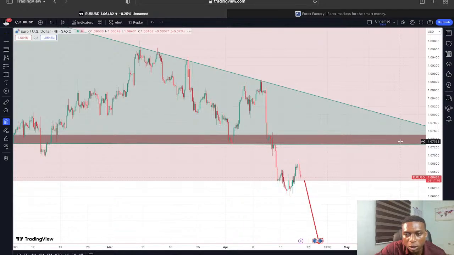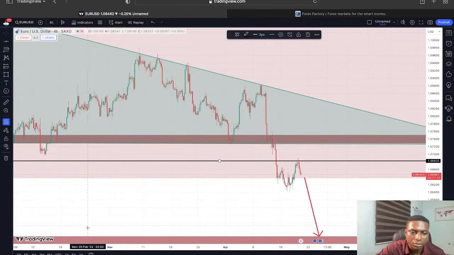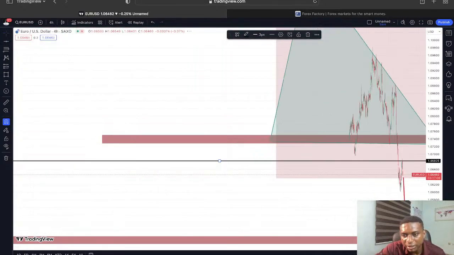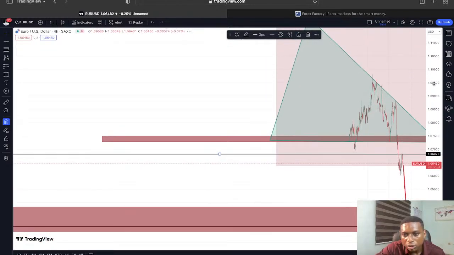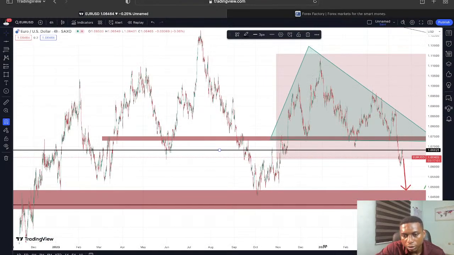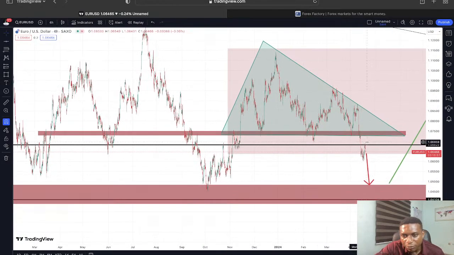Because when you look closely now, another resistance zone has already been formed at this level. So price cannot just move out of that level. You can see that this level here has already become a resistance zone. So price will need to break out of this level again to go and retest this, and that cannot just happen like that.